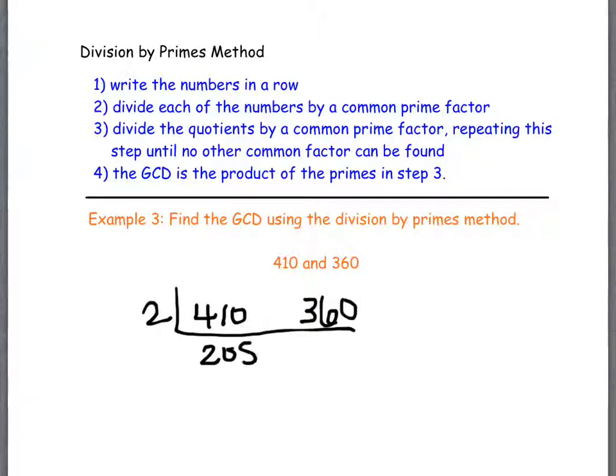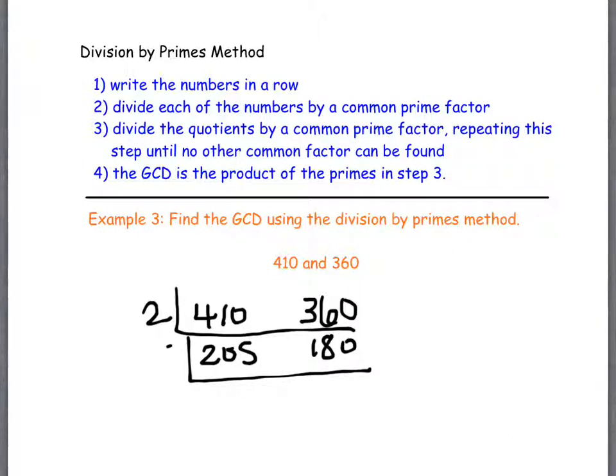205. And what is 360 divided by 2? 180. All right, that looks good. We look for another prime that divides them both. Okay, so 2's out, right? That doesn't work. How about 3? Not going to work. 5?